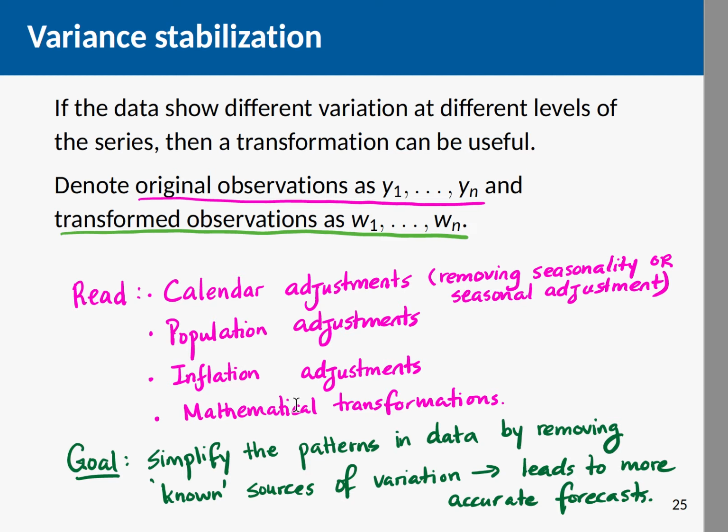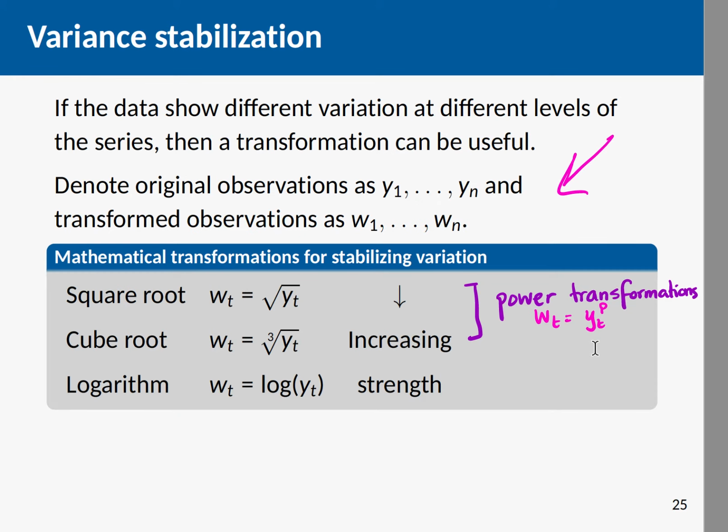What we're going to be focusing on is called a mathematical transformation. But all of these types of adjustments are trying to do the same thing. They're simplifying patterns in the data by removing any type of variation that we already know. All of this is again done to produce more accurate forecasts.